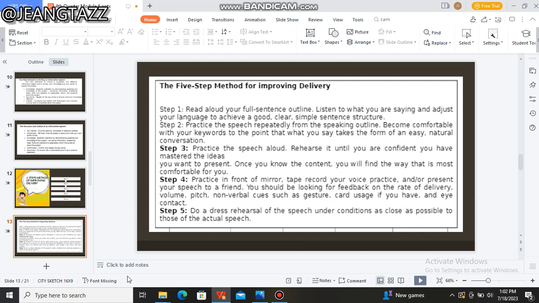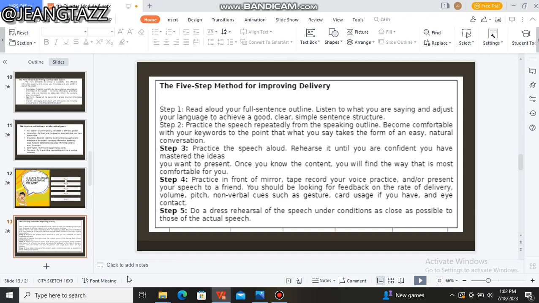Step 1, you need to read aloud, and you need to listen to what you're saying. You need to edit the language if it is not good. Okay, and you need to use simple sentences so that your listeners will be able to cope with what you're saying. Step 2, you need to repeat. You need to practice it repeatedly until you become comfortable and you will master your speech.